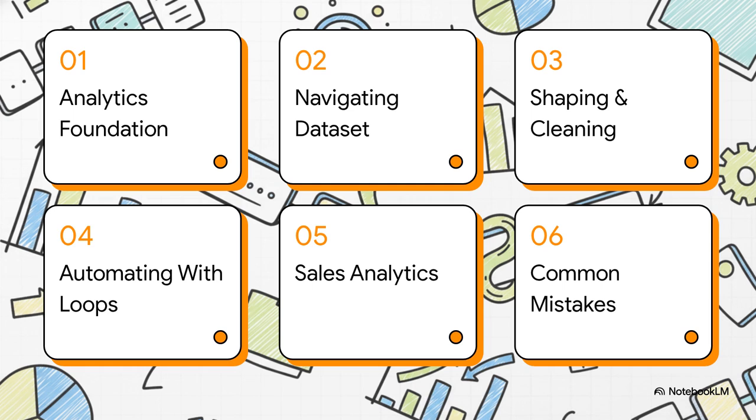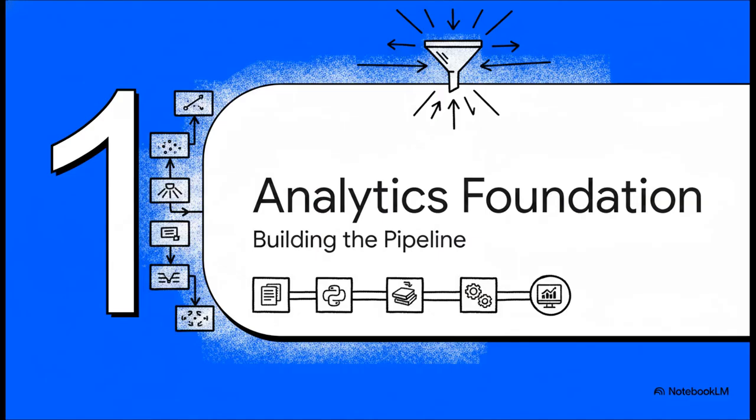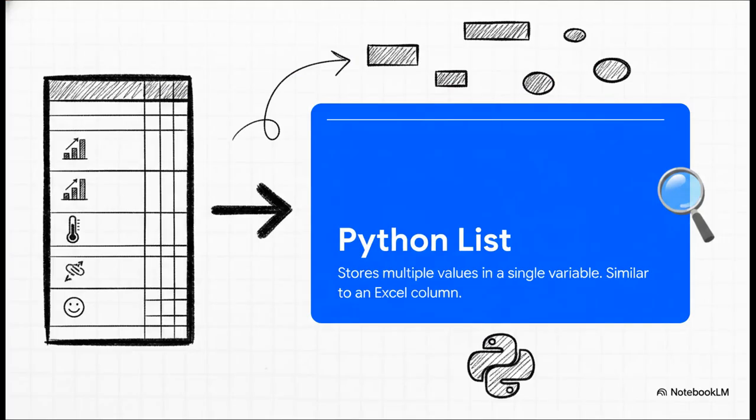Let's get to it. Starting off with Section 1, the Data Analytics Foundation, Building the Pipeline. Python lists really are the ultimate foundational solution for organizing raw data. By definition, a list is simply a tool used to store multiple values in a single variable. But let's make that concrete.